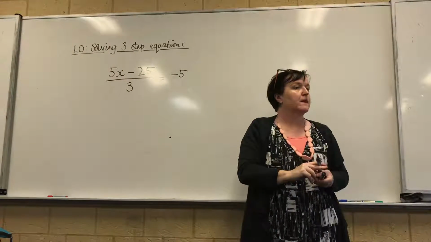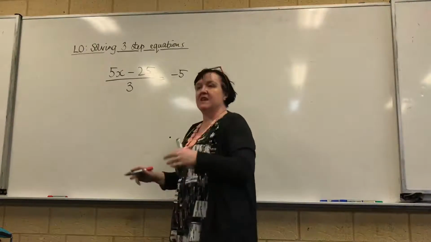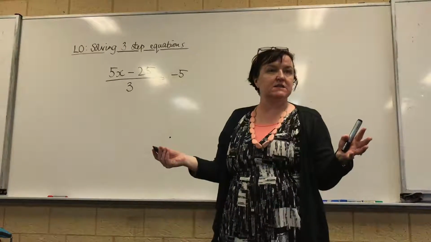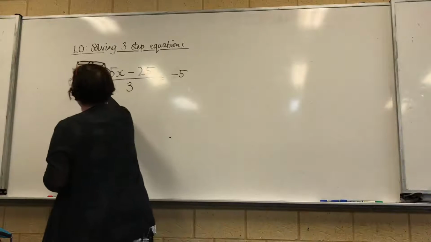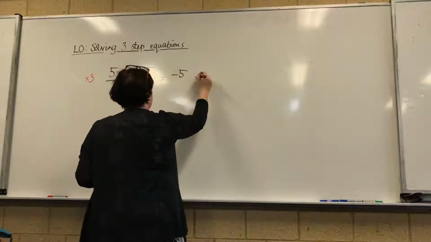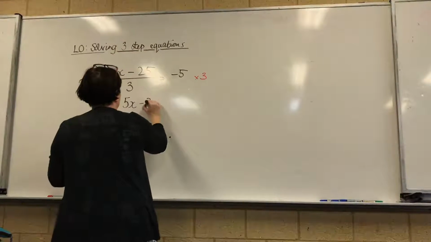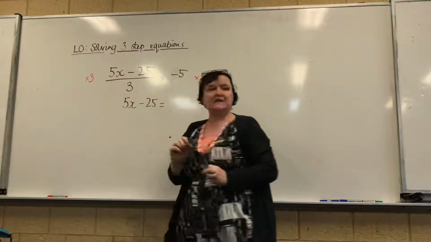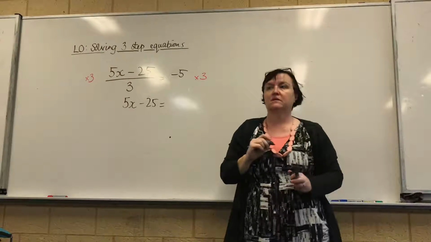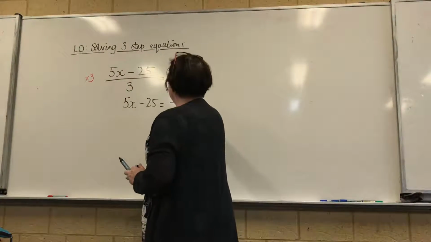Okay, so what is the constant that I need to eliminate first? Tyler? The divide by 3. Divide by 3. So the inverse of divide by 3 is multiply by 3. So we're going to multiply both sides by 3. So that leaves us with 5x take 25. What's negative 5 times 3? Negative 15.